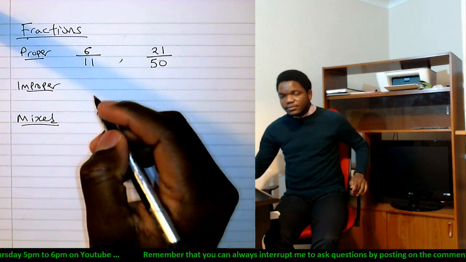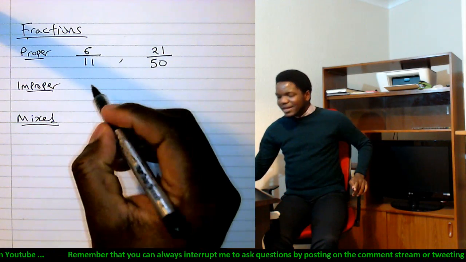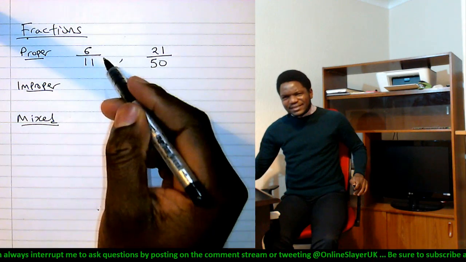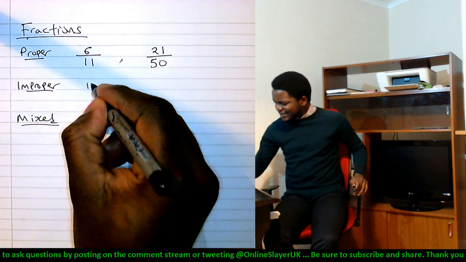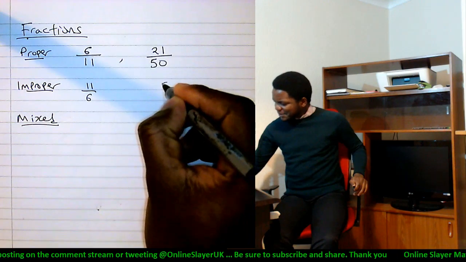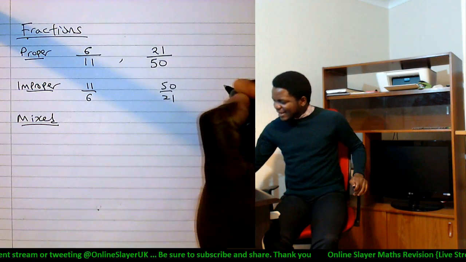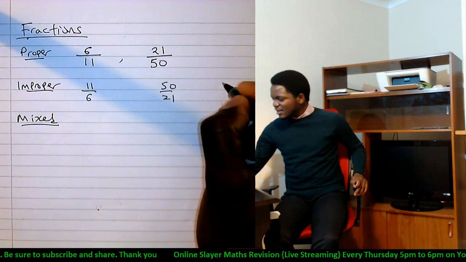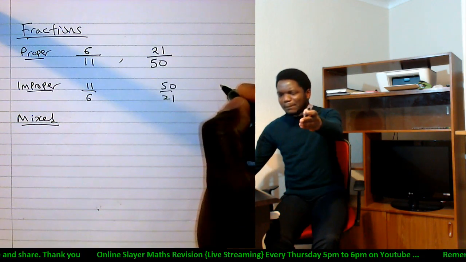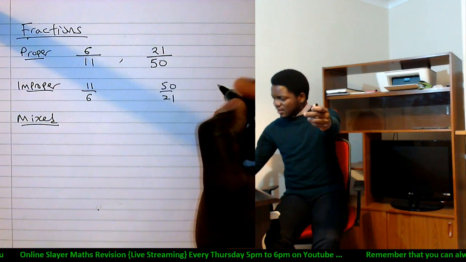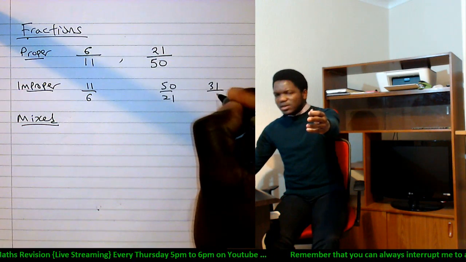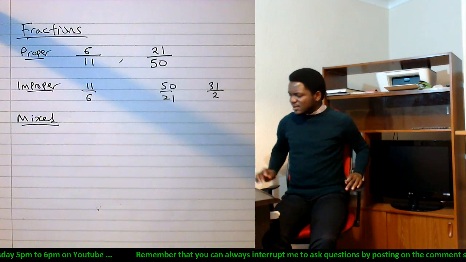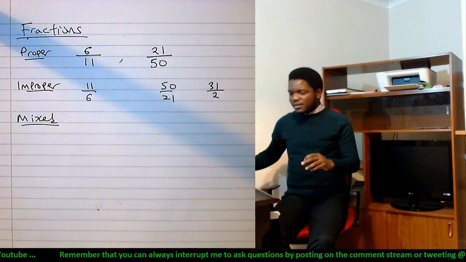Fine, thank you. How about improper fractions? It's just the opposite, right? So just flip this guy the other way around. So it's just going to be 11 over 6 and 50 over 21, and any other number that just has a bigger numerator than the denominator. You can think of any improper fraction. Come on, give me one. Yeah, 31 over 2. Yeah, that's good. Because that's not a good thing, is it? So, yeah, it's an improper thing.